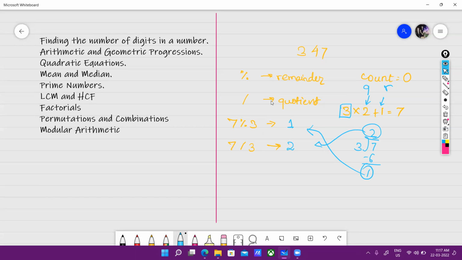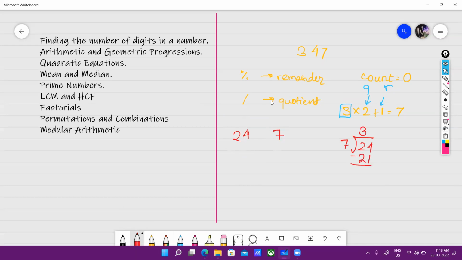If you are getting confused, let me take another example, 24 and 7. When I'm dividing 24 by 7, what is the quotient? 7 threes are 21, and the remainder is 3. So here we can see that the quotient is 3 and the remainder is also 3.